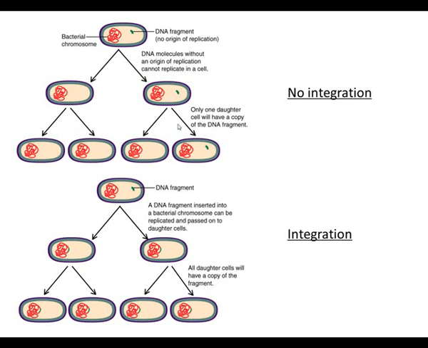So the only way it has an impact is if it finds the homologous region on the chromosome and undergoes this recombination, it replaces the homologous fragment, and then it becomes part of the chromosome. So it has to get inside the cell, then it has to find the homologous region and undergo recombination.